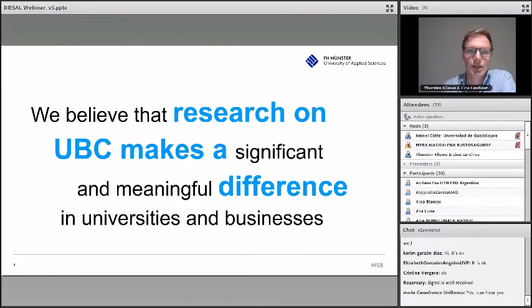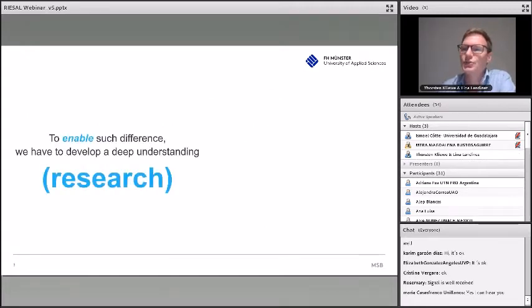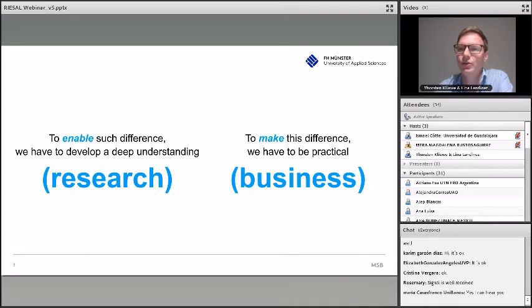The core belief which we have in the center is that research on UBC, University Business Cooperation, makes a significant and meaningful difference in universities and businesses. Having said this, I would like to deconstruct this a little on the next slide, because it has two elements. On one hand, to make this significant and meaningful difference, we first need to develop a deep understanding of the field, and for this, we conduct research. At the same time, we want to not only enable this difference, but actually make it. And for this, we have to become practical.